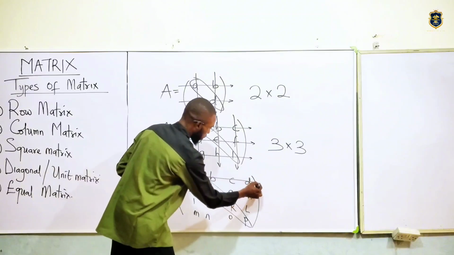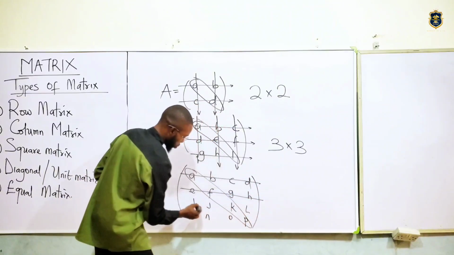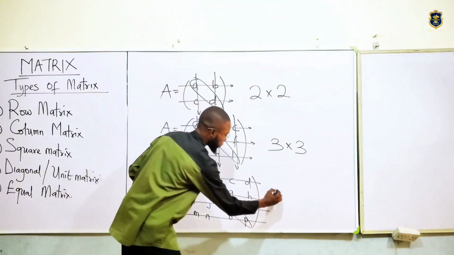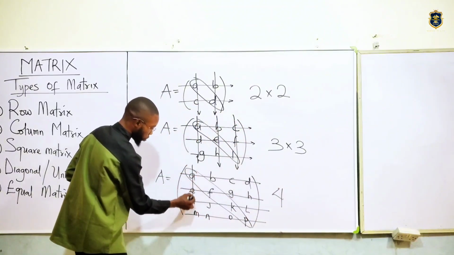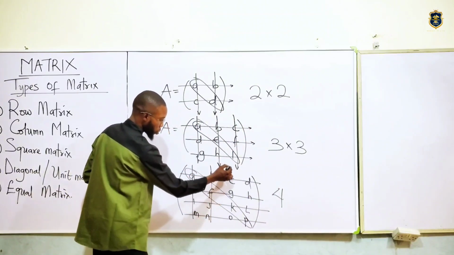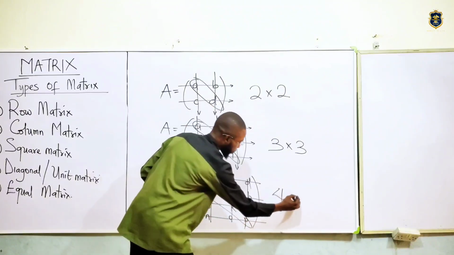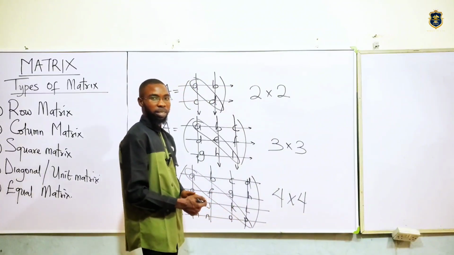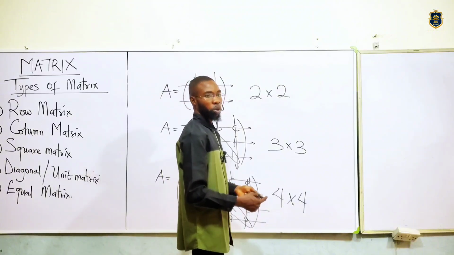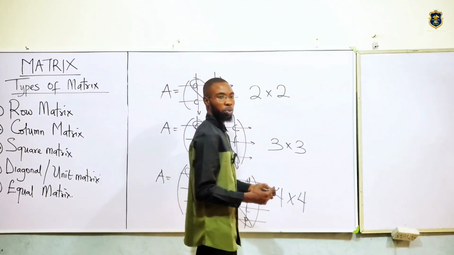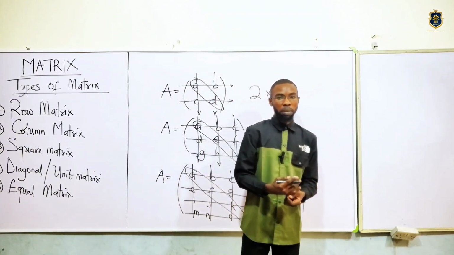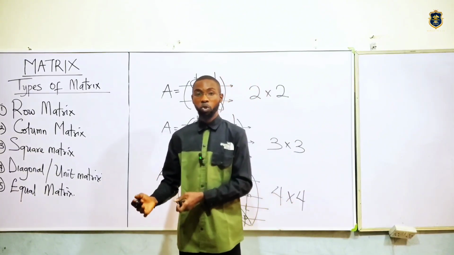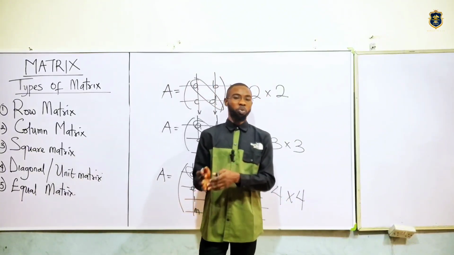Look, we have 1, 2 rows, 3 rows, and 4. That is 4 rows. And for the columns, 1, 2, 3, 4. A 4 by 4 square matrix. That's what the square matrix simply is. So we're talking about a square matrix. We're not talking about 2 by 3 or 3 by 2. No. It must be 2 by 2, 3 by 3, 4 by 4, or even 5 by 5, and so on and so forth. That's what a square matrix is.